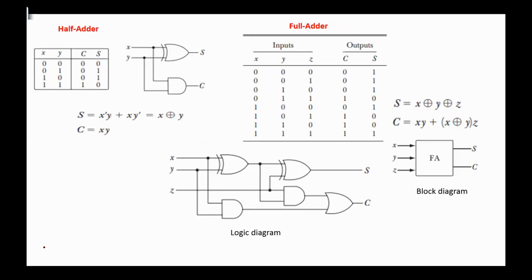An example of a combinational logic circuit is the half adder, used to add 2 bits together and produce their sum and carry. The sum here is 0, 1, 1, 0, and the carry 0, 0, 0, 1. So the sum is x not y or not x y, which is x exclusive-or y, and the carry equals xy. And this is the circuit diagram for the half adder.